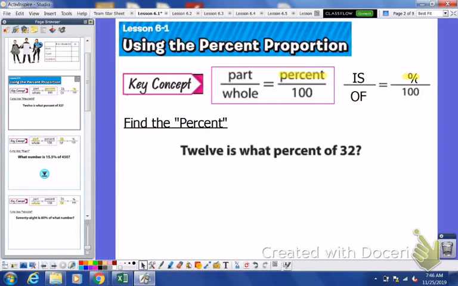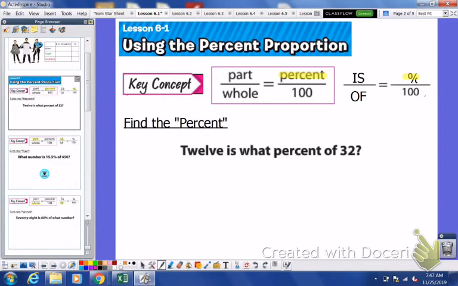So we know that a proportion is when we have two ratios equal. For our percents, our proportion is our part over our whole equals the percent over 100. We know from a previous lesson that percent is out of 100 or per 100, so your percent always goes over 100. Another way that we could think of it is our is over our of equals percent over 100. Our goal for this lesson is to be able to use that proportion in order to find all three of our pieces. Our first thing is to find the percent.